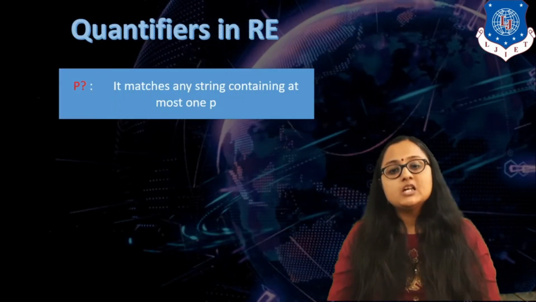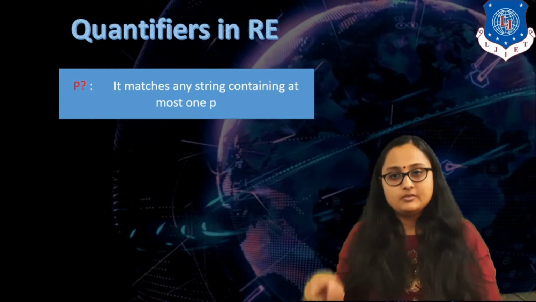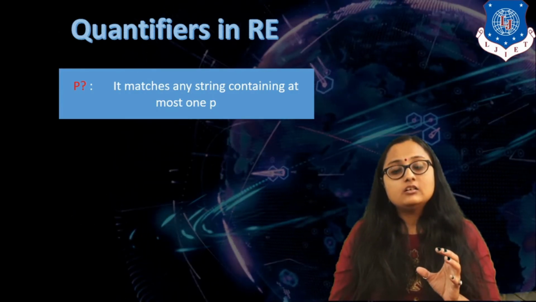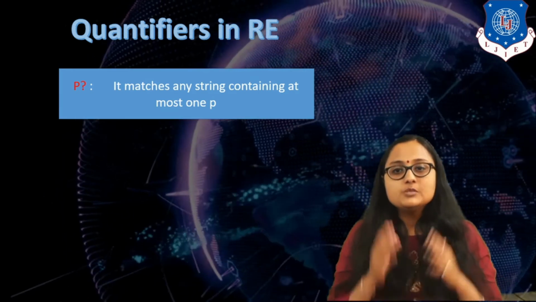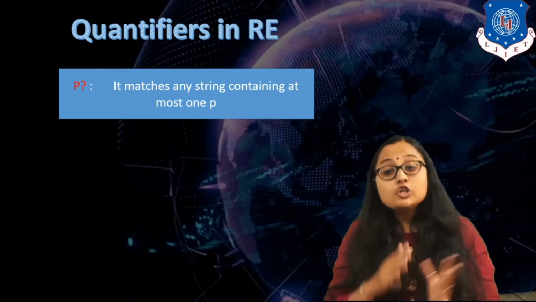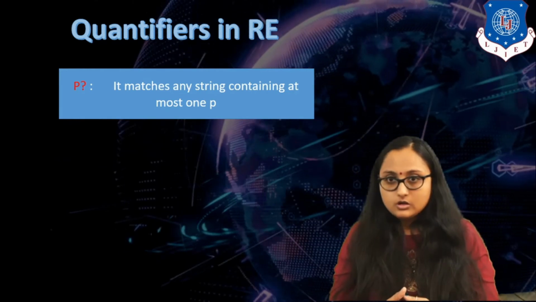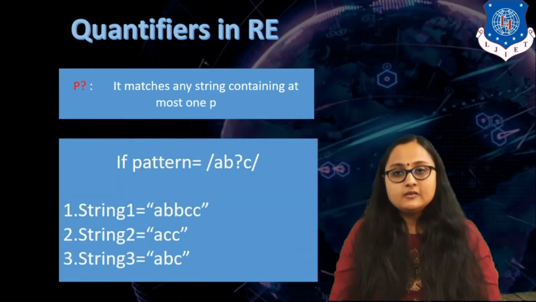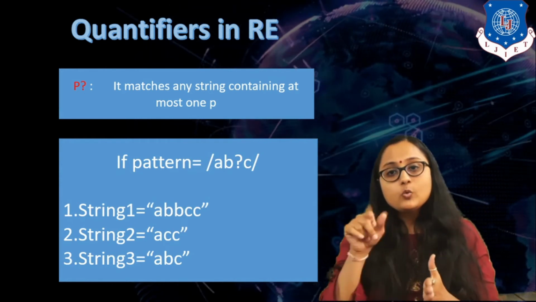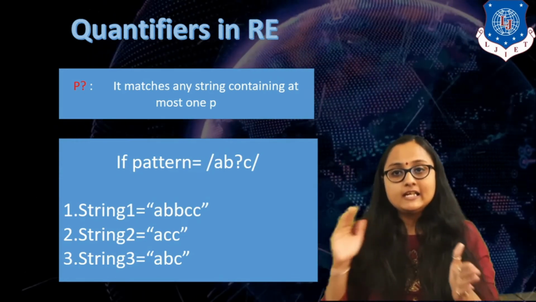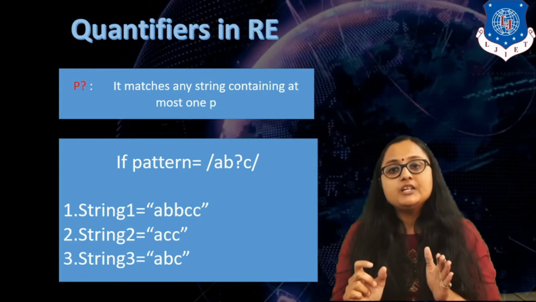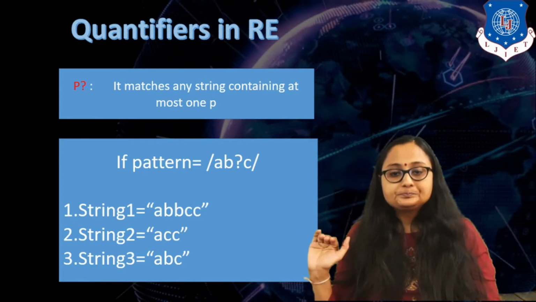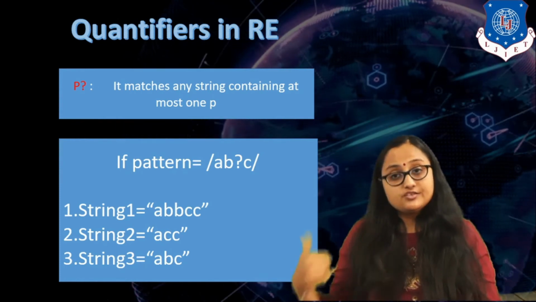The next quantifier is the question mark. If I am writing p question mark, it matches any string containing at most one p. It means 0 or 1, not more than 1. Now let us take one example. If I am writing the pattern a, b question mark, c, it means between a and c, b can be repeated 0 or 1 times only. So for that, which is the string which is valid?